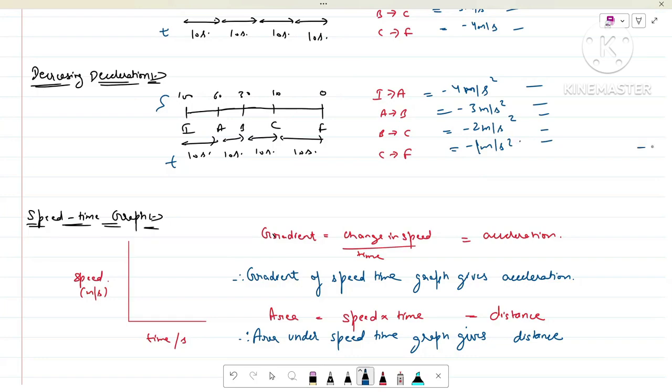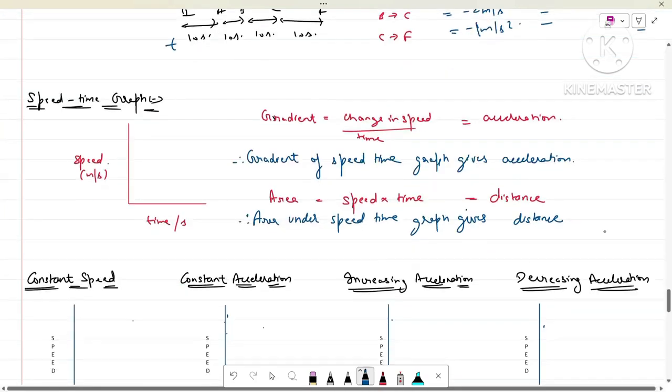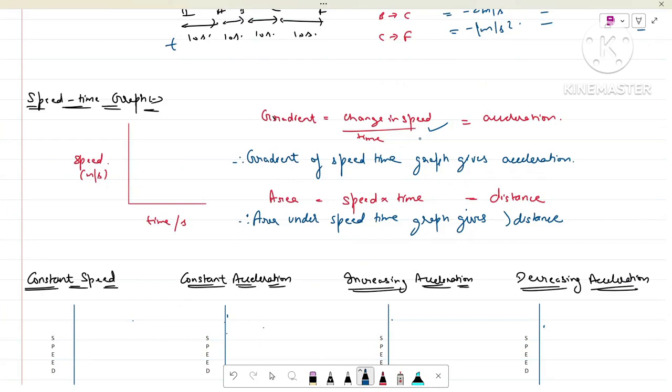Now we will talk about the speed time graphs. So when we draw a speed time graph and we want to find the gradient, so gradient will be change in quantity along y-axis by change in quantity along x-axis. Along y-axis, we have considered speed. Along x-axis, we are considering time. So gradient will be change in speed by time. And change in speed by time, we have defined acceleration. So gradient of a speed time graph gives acceleration.